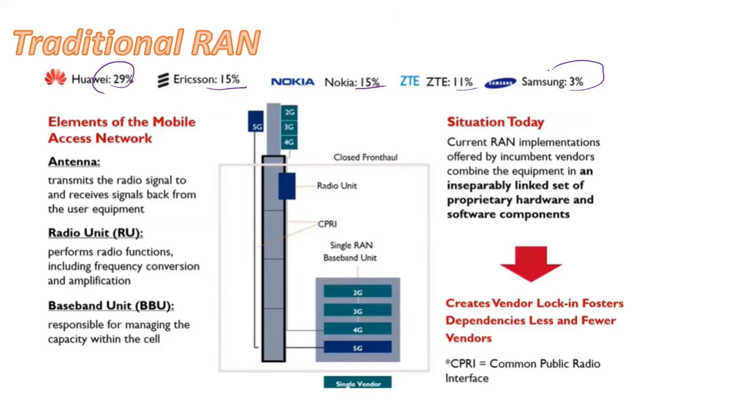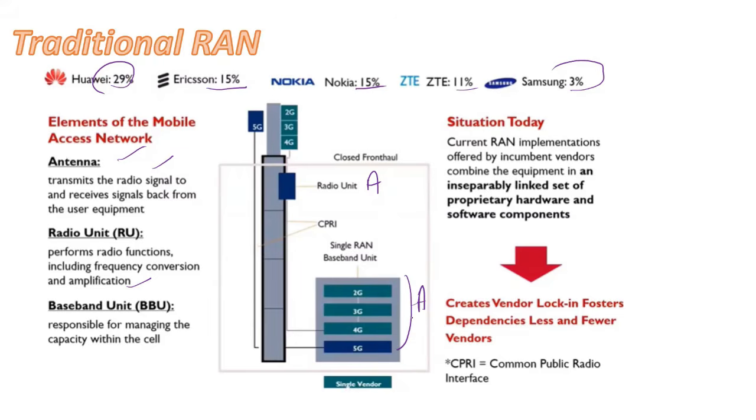So you have main parts in the RAN, which is the antenna, which transmits and receives radio signals. Then you have the radio unit that performs frequency conversion and amplification. And then you have the baseband unit that is responsible for processing the signals, and many other things, right? So what is the situation today? The situation today is that if you are using the radio unit of operator A, then you have to use the baseband unit of operator A only. You can't use the baseband unit of another operator. So it is not happening in our network today.